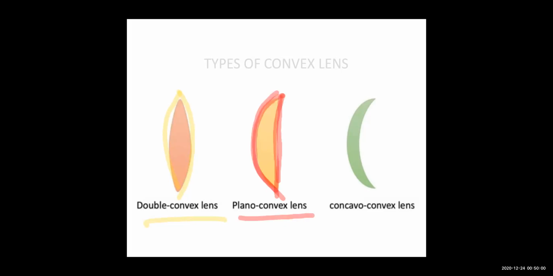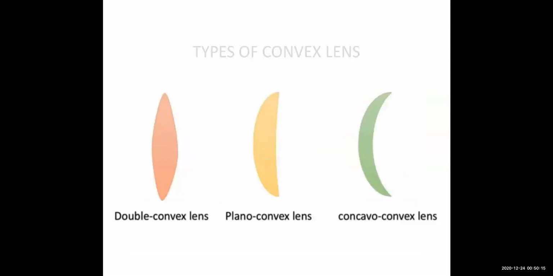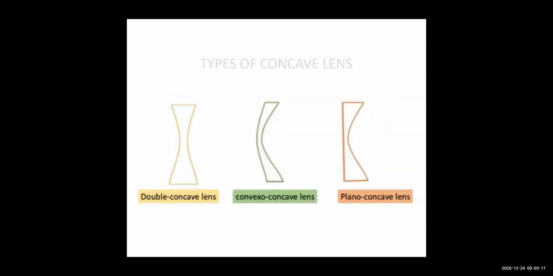Here if we see, children, this part is convex and this is your concave part. So it is a combination of concave and convex. So it is a concavo-convex lens. So these are the types of convex lenses. Now let's move to the types of concave lenses.